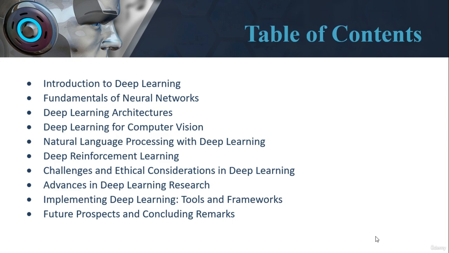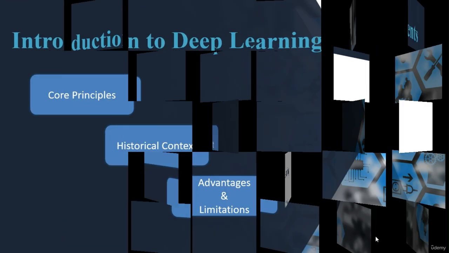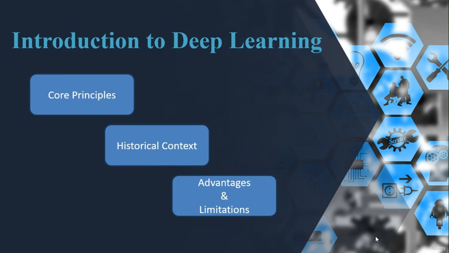Deep learning, a subfield of machine learning, focuses on creating neural networks with multiple layers, enabling them to learn complex patterns and representations from large datasets. This section provides a clear definition of deep learning and highlights its core principles, including the role of artificial neurons, activation functions, and the backpropagation algorithm.